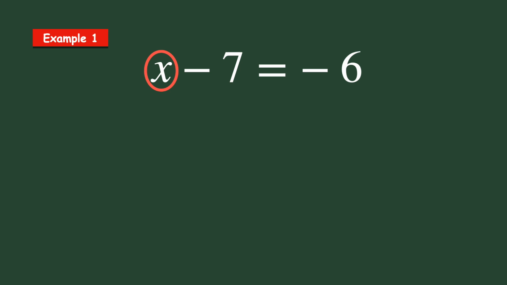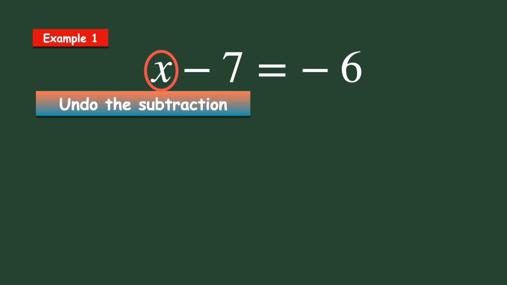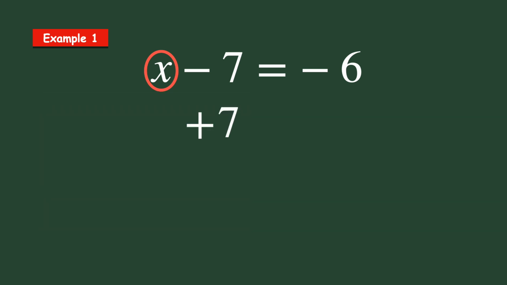To make this happen, I need to undo the subtraction here of minus 7. In order to do that, I need to perform the opposite operation of subtracting, which is to add 7. But to keep the equation balanced, I need to add 7 to the right side of this equation as well. The next step is to complete the operations.